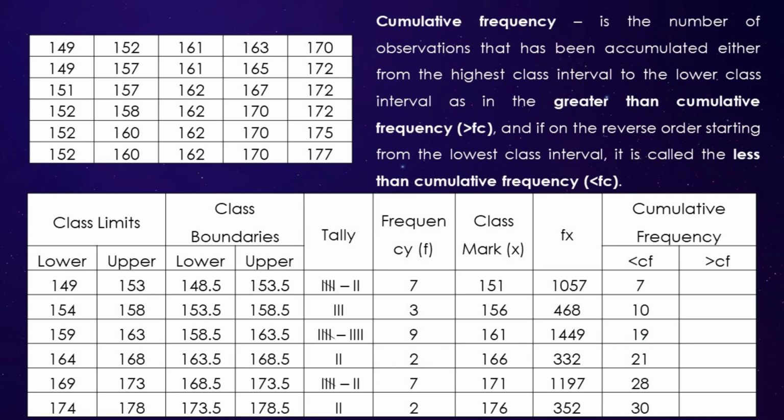Now, for greater than cumulative frequency, we start from the bottom by copying the frequency aligned with that row, which is 2, then add the next frequency above it, which is 7, giving us 9. To determine the next greater than cumulative frequency, just add the previous result, which is 9, to the frequency above, 2, and that gives us 11. Then, 11 plus 9 gives us 20. Continue the pattern to complete the column for greater than cumulative frequency.